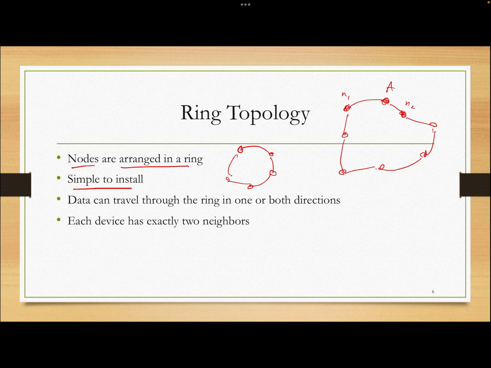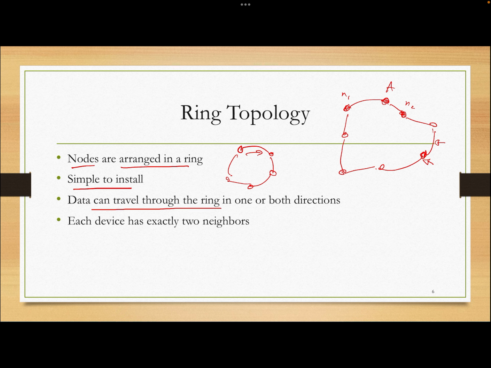But if you want to maintain this link, then you have to stop the operation for the whole ring. So it is a little bit more complicated to maintain than the bus. Suppose you want to maintain this node, you have to make the network stop operating at that time.